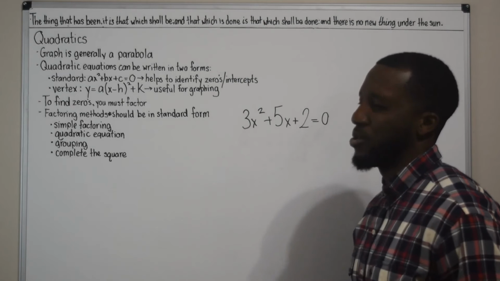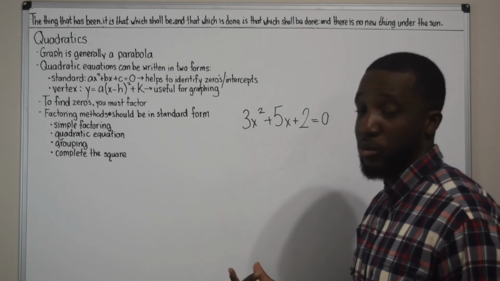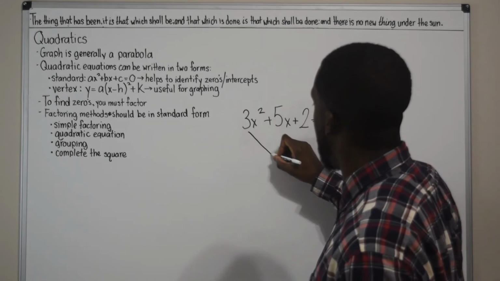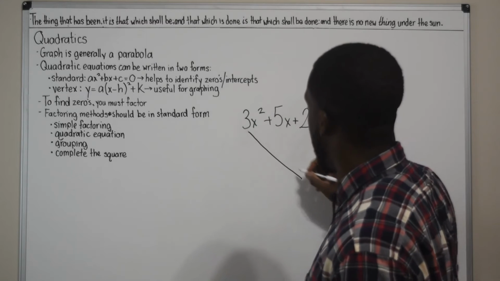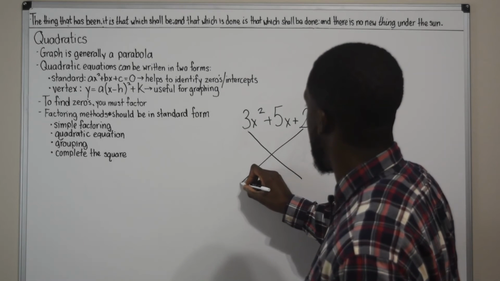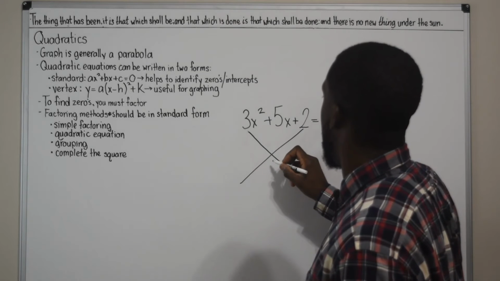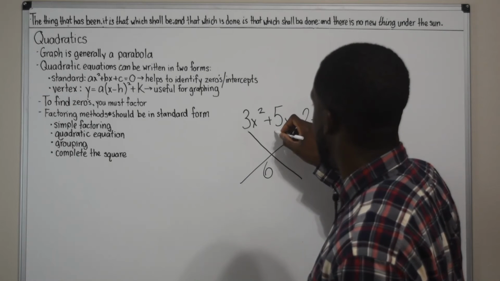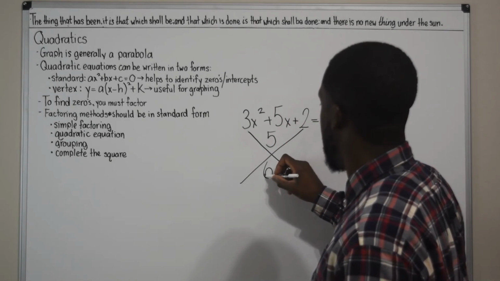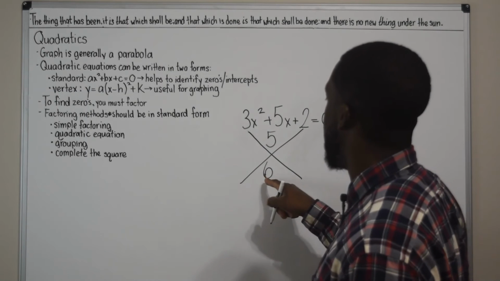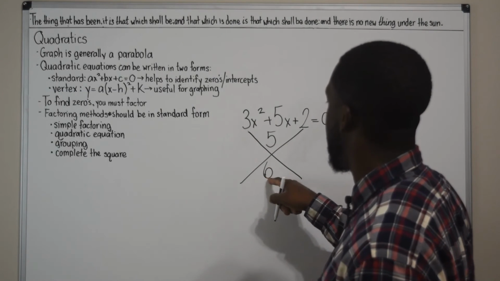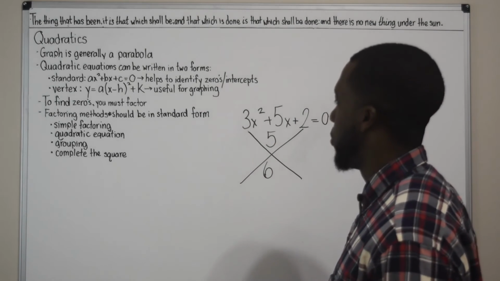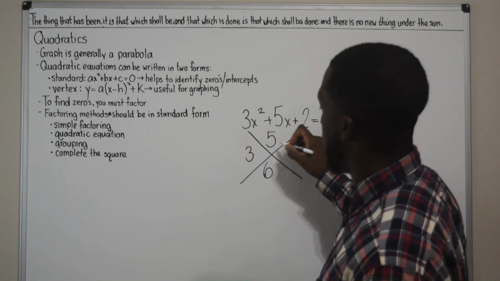So a lot of times when I was first learning this, I would guess and play around, but that's crazy. So this is what I do now. I take this 3 right here, and I take this 2 right here, and I multiply them together. I get 6. I drop my 5 right there. So now what I need is 2 factors of 6 that will add together to give me 5. So I'm gonna say 3 and 2.